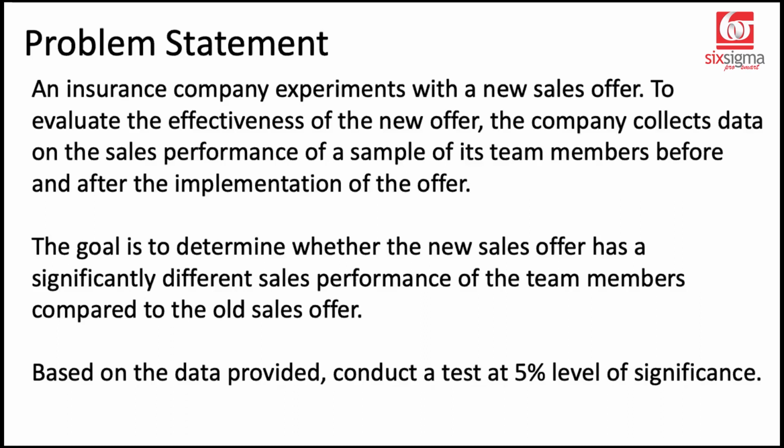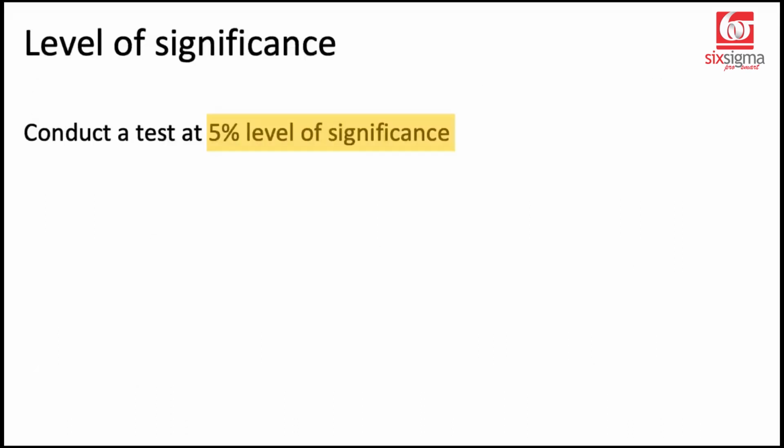So if you've read the problem carefully, it clearly indicates there are two samples. We seem to have a collection of a before and after, which means all the observations will be paired and the samples cannot be of unequal sizes. Let's just take a note of what all information is provided to us. So we know the level of significance, which is 5%.